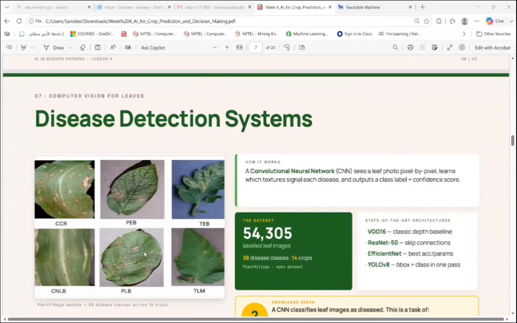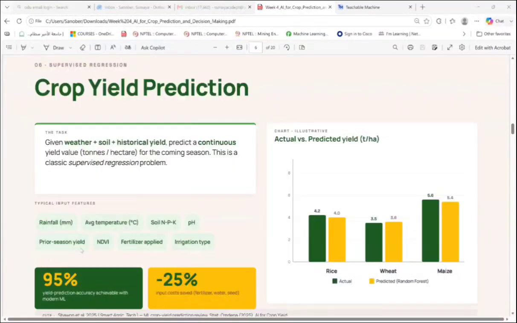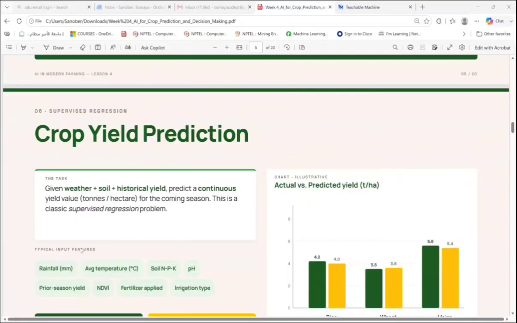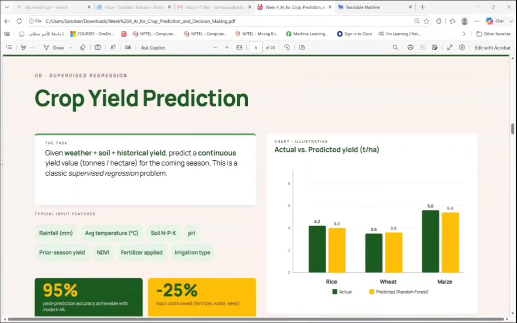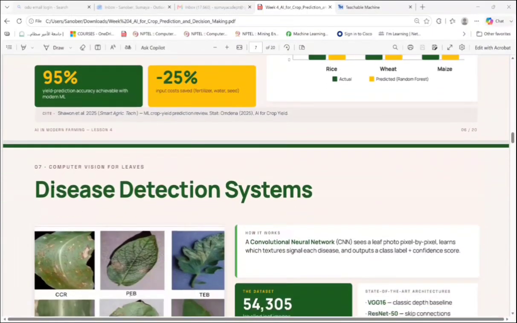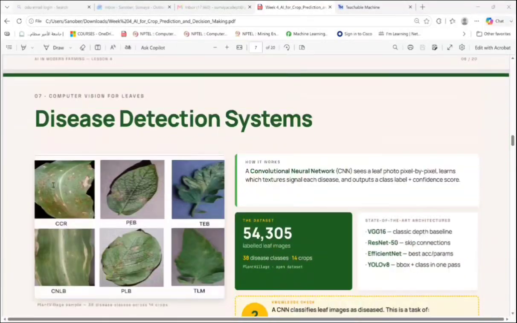Can anybody say what we have done in the previous slide, crop yield? How was machine learning helpful over here? In that slide, we saw that typical features were considered in order to predict. Then in the second slide, we talked about the disease detection system, taking pictures and making our machine learn using pictures.